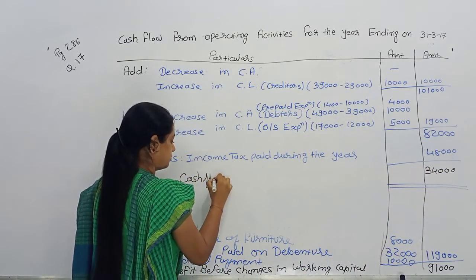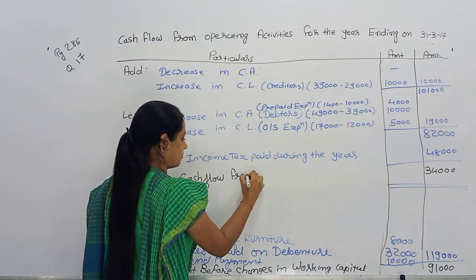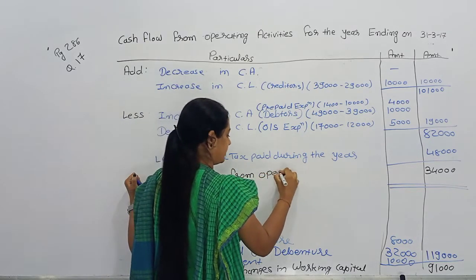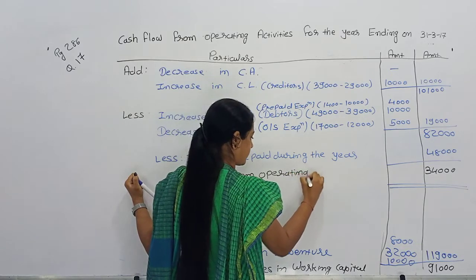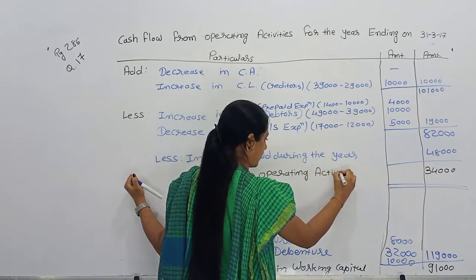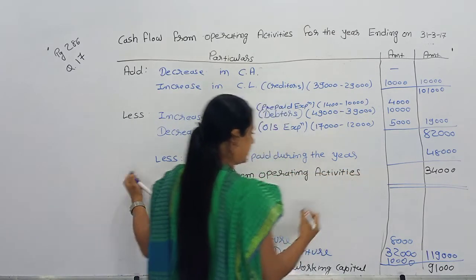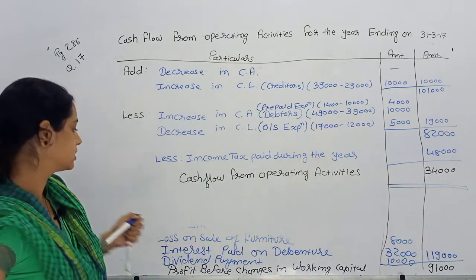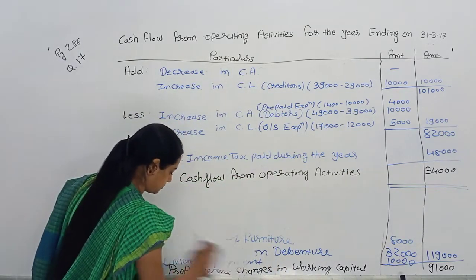This is the answer of cash flow from operating activities. Right, here our sum is complete. Write down.